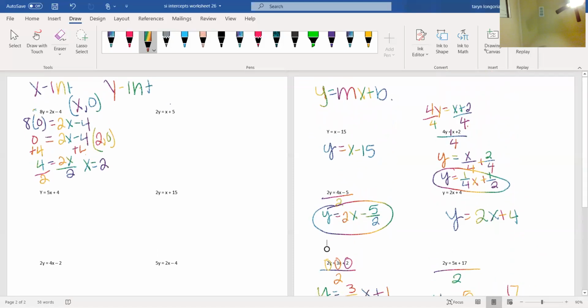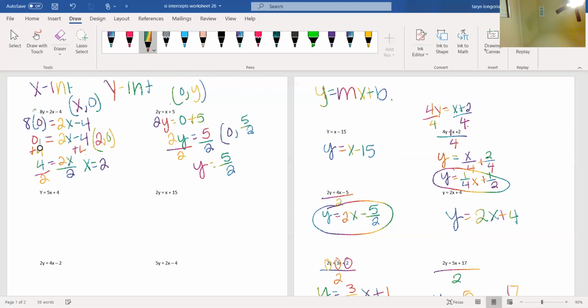Now we're going to go back over here and do a y-intercept. For your y-intercept, it's 0 and then your y. So your x is 0. So 2y, and since your x is 0, you'll plug in 0 for x plus 5. So that's 2y equals 5, divided by 2, y equals 5 over 2. Whenever you write that, it'll be your x is 0, and then 5 over 2.